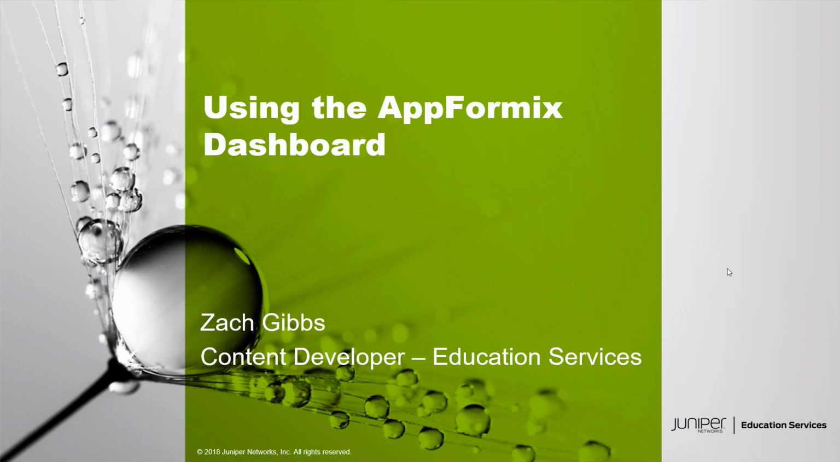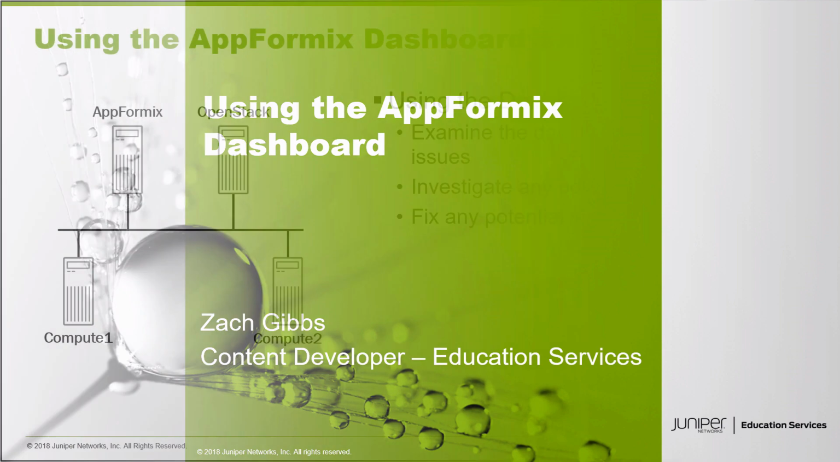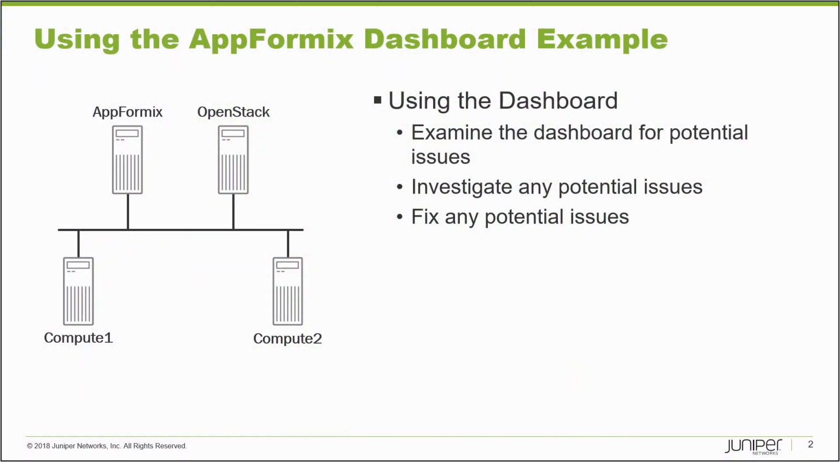And today we will be discussing using the AppFormix dashboard Learning Byte. All right, so here's our example. We have the topology on the left. We have four physical nodes. We have the AppFormix controller. We have the OpenStack node that acts as the OpenStack controller, the Contrail controller. It's got the SDN controller functions. And then we have the Compute 1 and Compute 2 nodes. Both the Compute 1 and Compute 2 nodes run the vRouter Contrail component. So this is a Contrail fabric, and they house VMs.